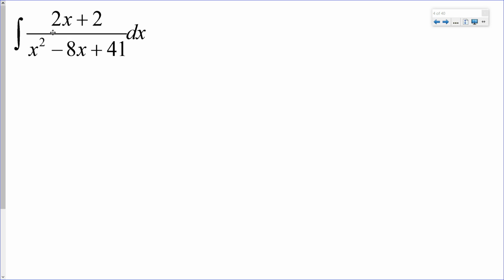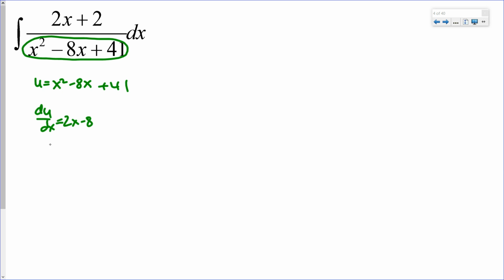What I want to do is make the entire denominator my u. So u is equal to x squared minus 8x plus 41. The derivative of this is 2x minus 8. If I solve for dx, I get du over 2x minus 8. If I plug this in, using u substitution, I plug in my u and I plug in my dx.